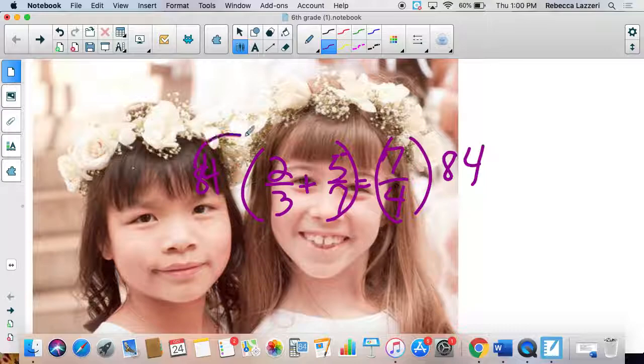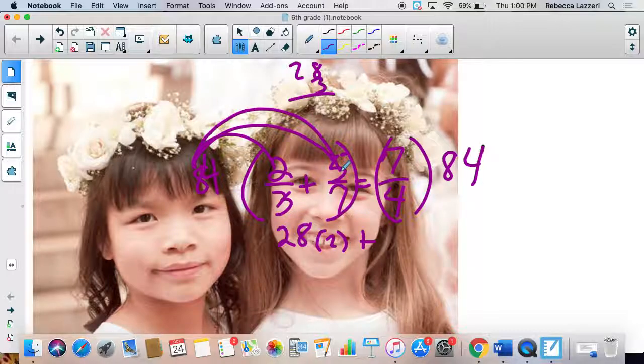Now when you distribute, you reduce as you go. 3 goes into 84 28 times, I think, is that right? 28 times 3, yeah, that should be right. So 3 goes into 84 28 times, and then I still have to say times 2. Here, 7 goes into 84 12 times, and that's still times 5. And over here, 4 goes into 84 21 times, and then that's easy to go.